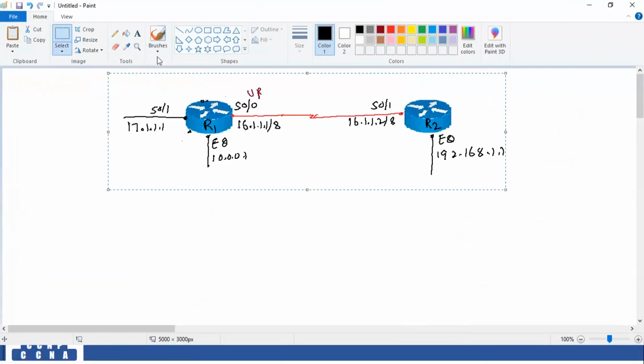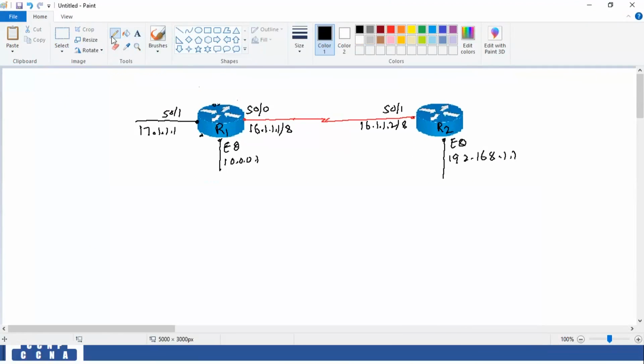Next point, same like this. Can anyone tell me what is the first state between two routers, the neighbor state? What is the first state? First state is Down. OSPF, Down state. Second state, Init. What exactly is happening in the Init state?